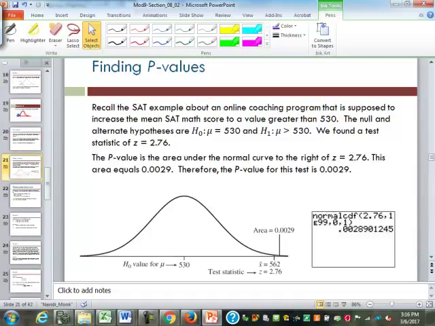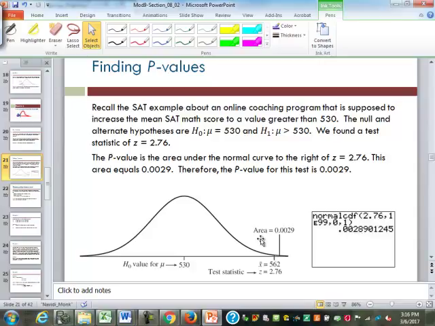So here's our SAT scores again. Alpha is 0.05. We've got this value of 2.76. What's the probability of getting a z-score of greater than 2.76?